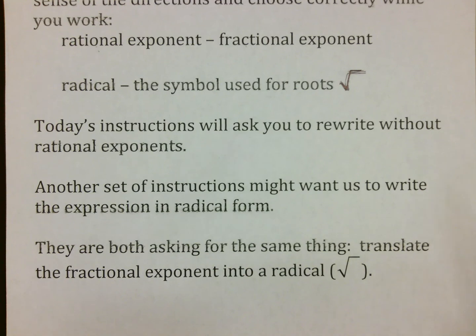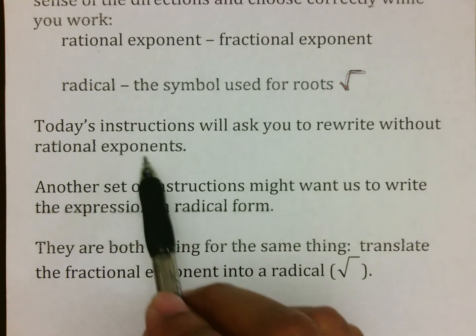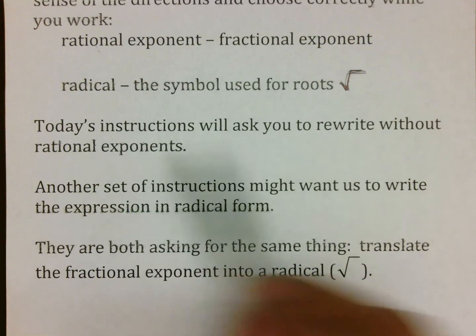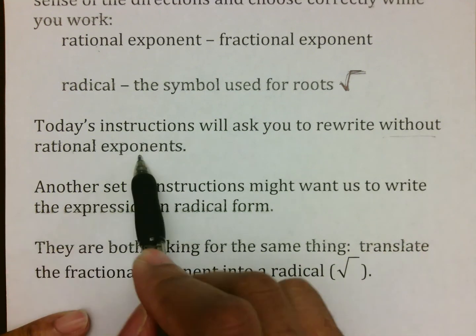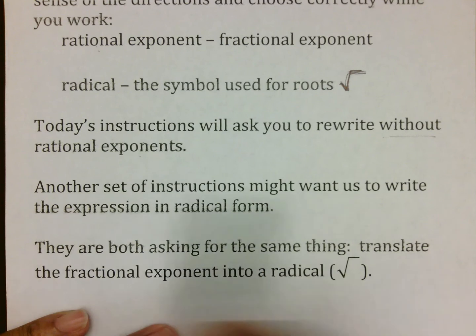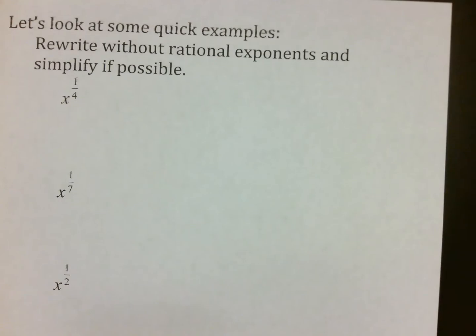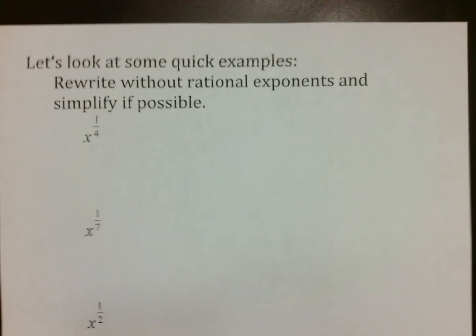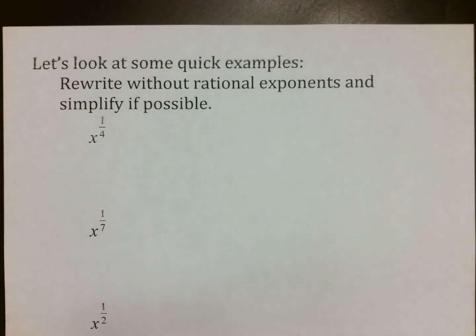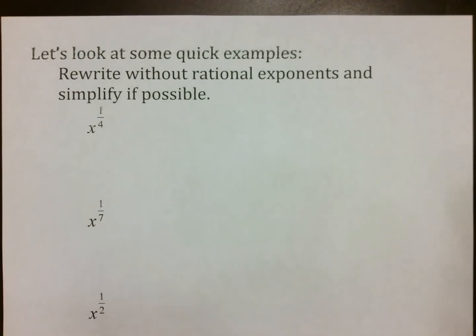Another set of instructions might want us to write the expression in radical form. When it says rewrite without rational exponents, it's meaning I don't want any. It says without, so I don't want fractions in my exponent. Alright. If it says write in radical form, pretty much it's again saying that it does not want a fractional exponent. These are both asking for the same thing. They're pretty much saying to translate the fractional exponent into a radical. So just keep that in mind as we work whenever you read those directions, because as we keep going forward, those directions are going to change, and you want to understand what it's asking you for.